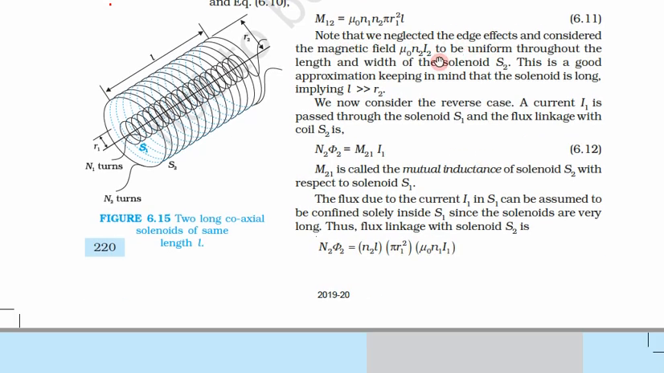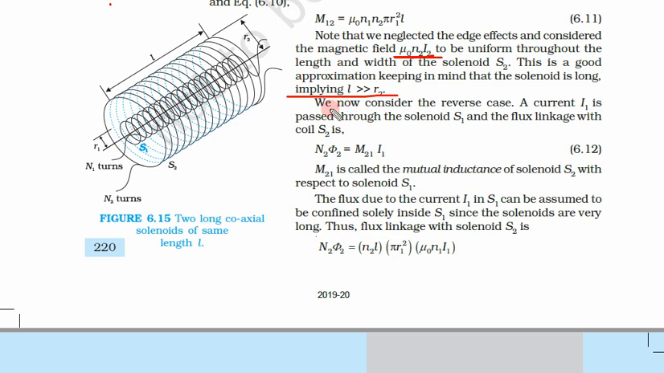Note that we have neglected the edge effects, because the magnetic field at the edge is not simple, but we have neglected it, assuming that the solenoid is very long. And we have assumed that this magnetic field is uniform throughout the length and width of the solenoid. This is a good approximation, keeping in mind that the solenoid is long. So we have considered this solenoid is quite long, and this is the uniform magnetic field inside the coil.